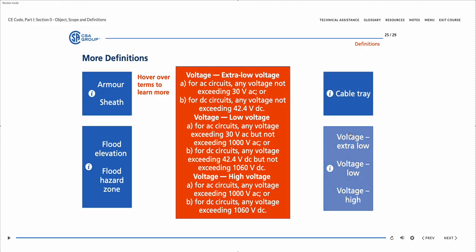The defined voltage levels specify AC and DC levels for extra low voltage, low voltage, and high voltage. The limit for low voltage is 1000 volts AC and 1500 volts DC. The voltage definitions correlate with the definitions in the NEC, IEC, and with the scopes of numerous CSA safety standards for electrical products.